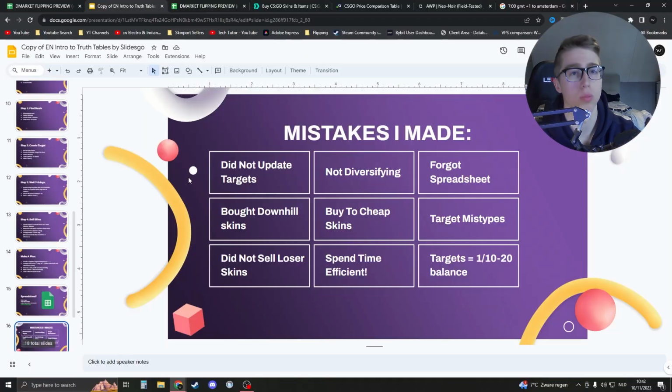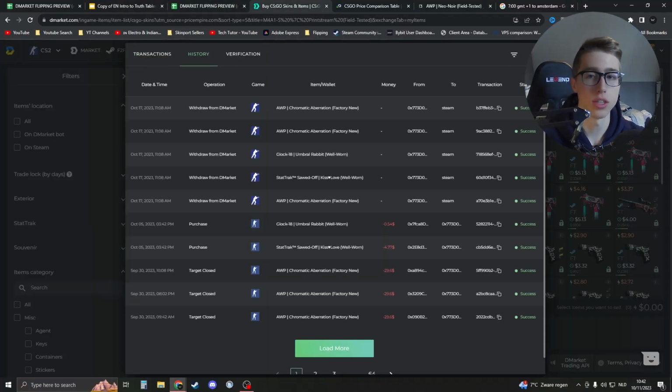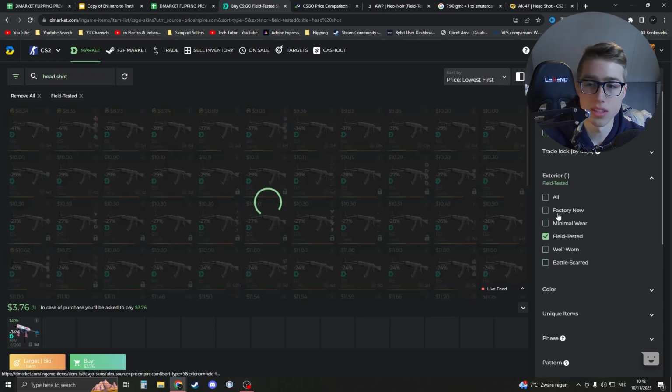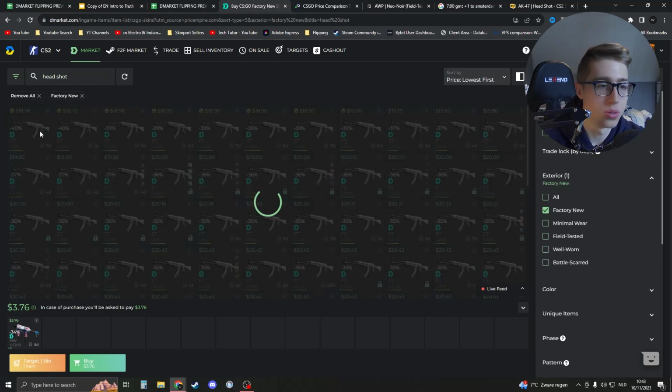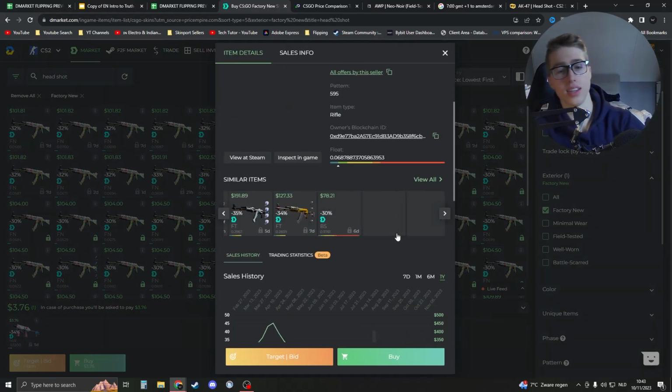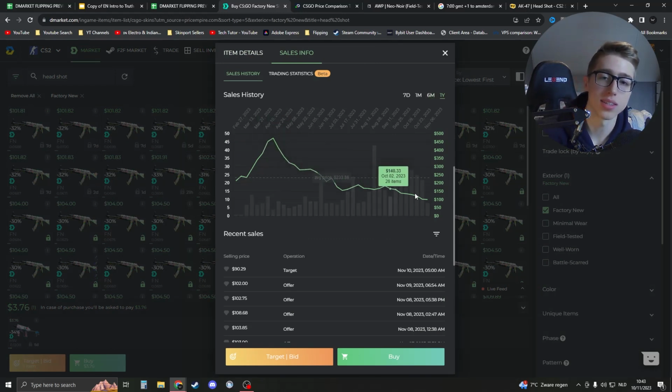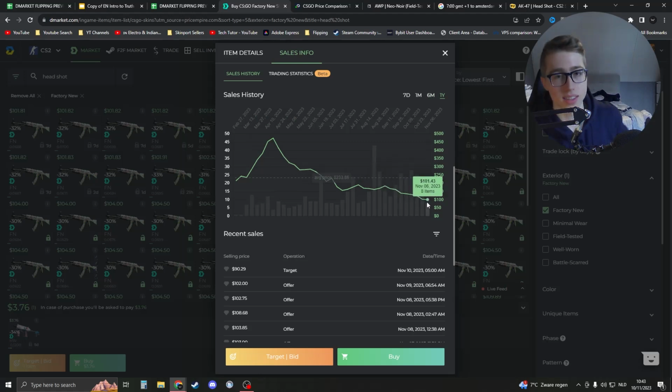I bought downhill skins. So an example would be the AK headshot. Yeah, so this skin basically messed me up a lot. If we go to factory new, this skin is new, so it's from a new case. And what it basically means is that it will only go down because more people are gonna open the case, and yeah, more demand is a lower price.